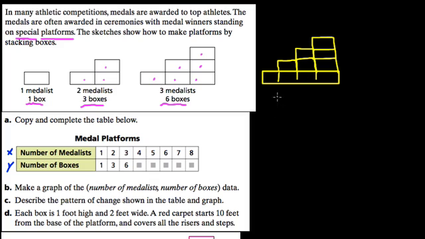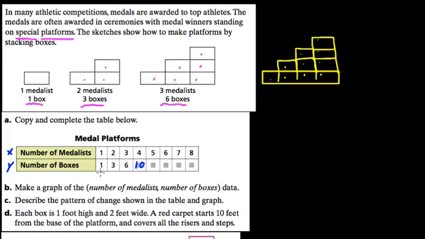And now how many boxes do we have? 1, 2, 3, 4, 5, 6, 7, 8, 9, 10 boxes altogether. So we can fill that in our table. So it goes 1, 3, 6, 10. And we can keep doing this, but you can imagine how tedious that might become. So let's look at a pattern here. When we are going up by medalist, we are going up by 1 each time. So that's nice. We're always going up by 1 there, so we can track the rate of change.